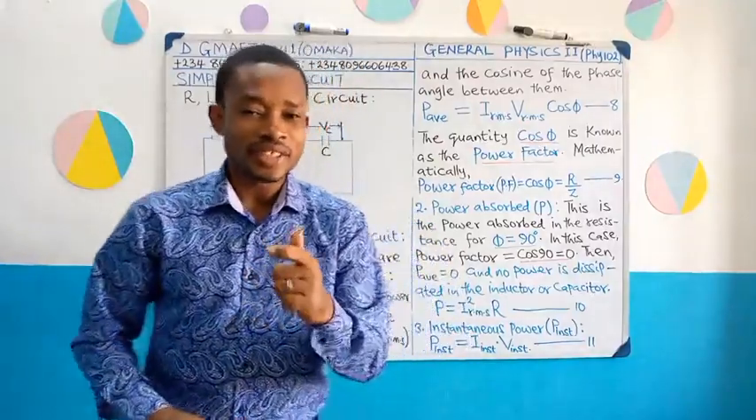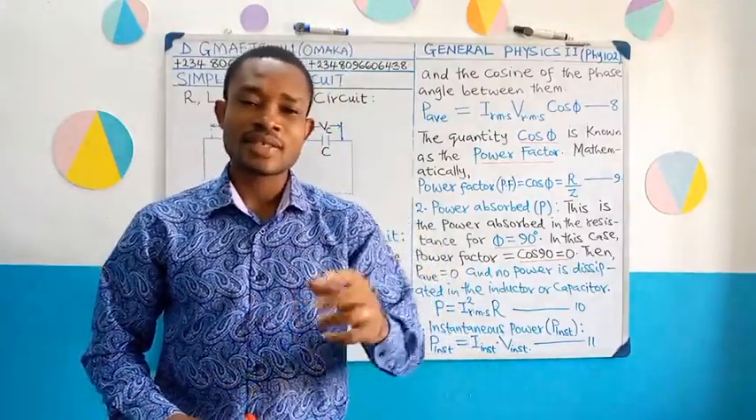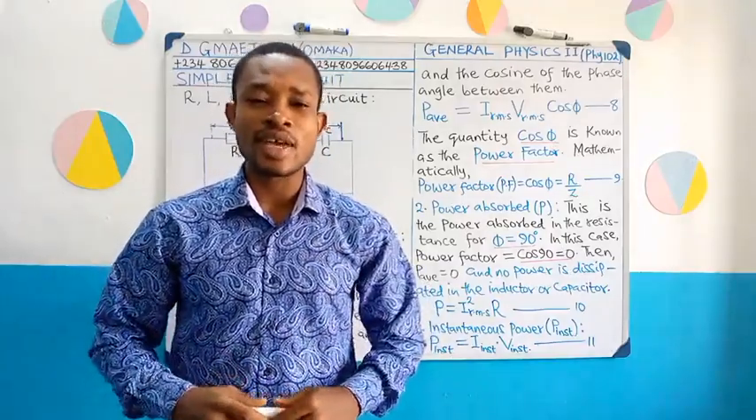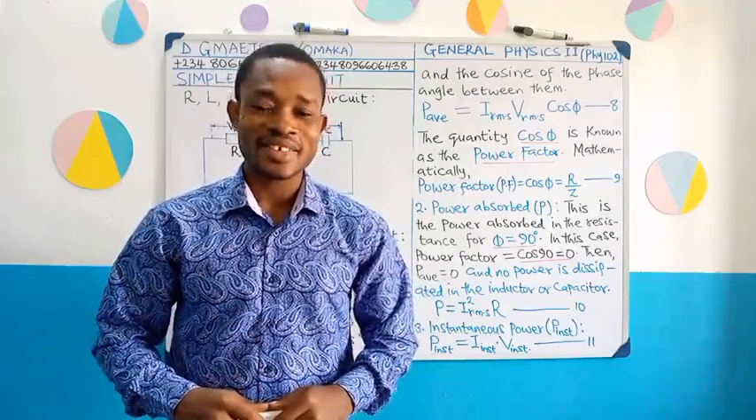We shall now define resonance, a phenomenon that takes place in an AC circuit under a certain condition. Of course, we will talk about the resonance frequency and the condition that leads to resonance in an AC circuit.